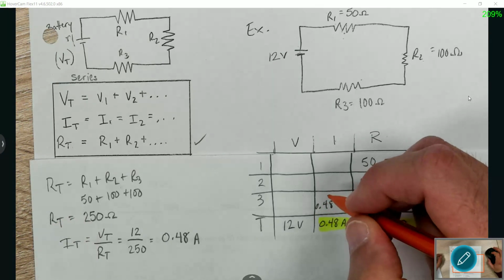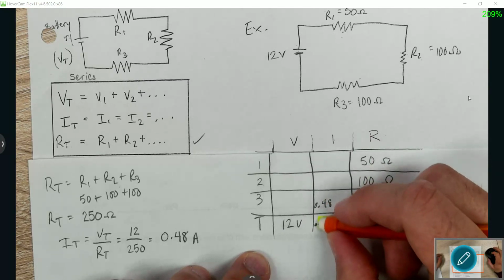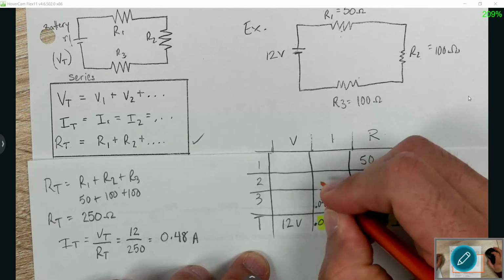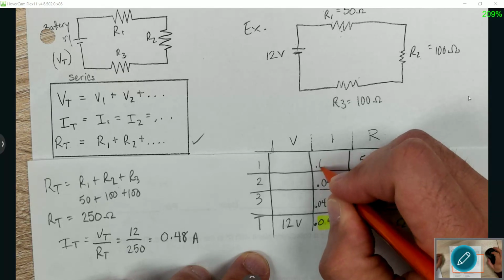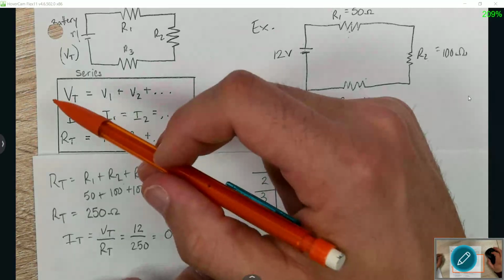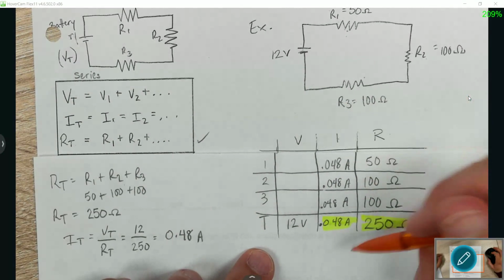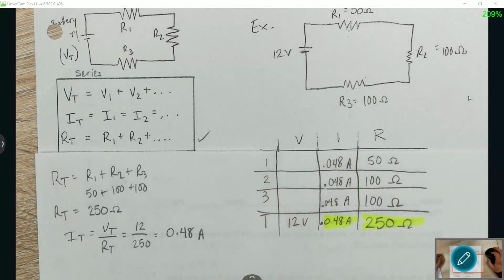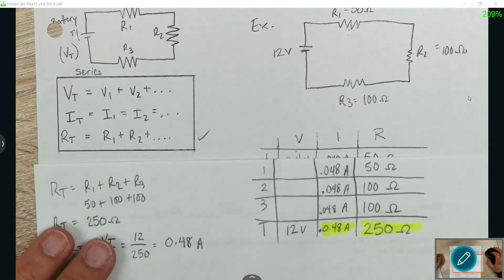0.40. I'm sorry. This should be 0.048. So let me get rid of that little guy. 0.048, 0.048, and 0.048 amps. Why? Because the current is the same. So once you find the current in any one of these spots, they're all going to be the same. That's super awesome. That's super easy. That's straight up from our rules.